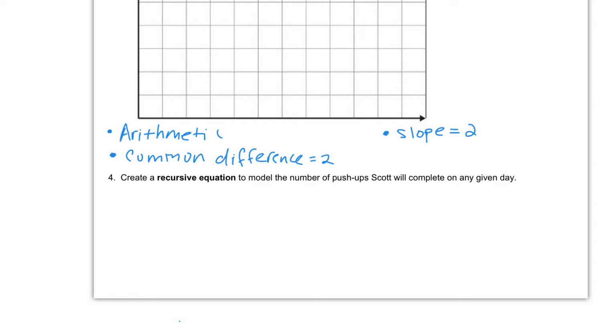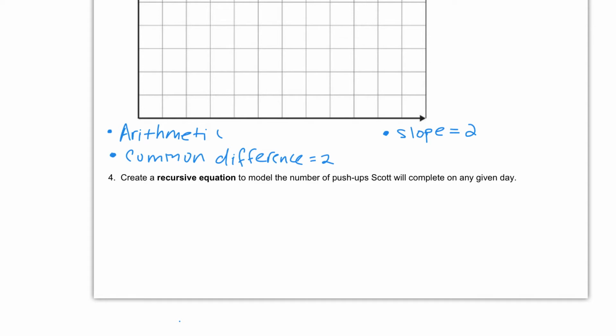So our recursive equation we talked a little bit about in number 2 when we had to find the 10th day of how many push-ups there were. We said we were adding 2 to that previous term each time. So I'm going to start you again off with the recursive equation in words, and then we'll move our way to that function notation, which is our goal by the end.